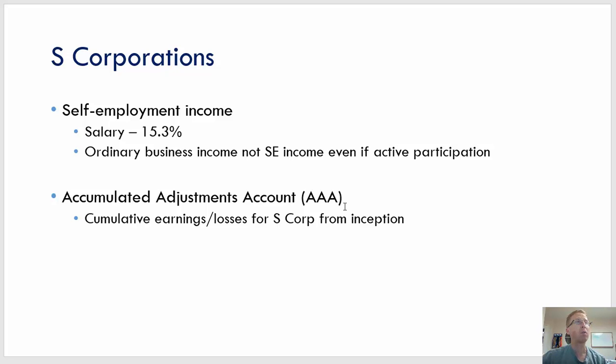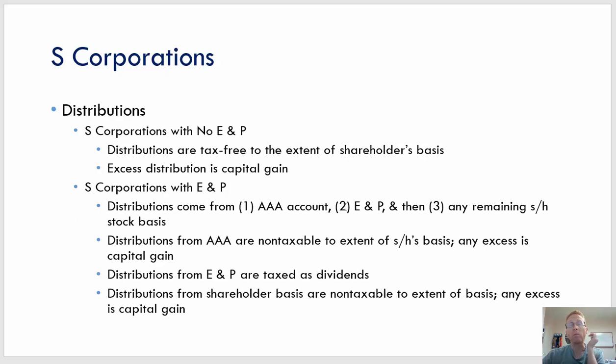Now, this AAA account, this is the concept. If you're an S corporation and you've never been a C corporation, then for all the distributions you make out to your shareholders, the shareholder just has to decide if they have basis, and if they don't have basis in their stock, then it's a cap gain. There's really no other thing that needs to take place. The AAA concept is to track the earnings that occurred while you're an S corp. That's really only necessary if you have been a C corp.